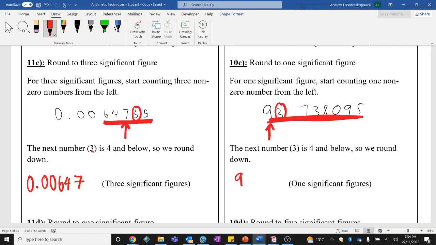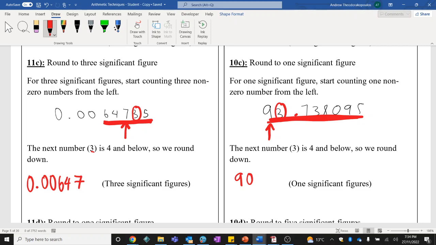Now, this is a tricky part. Some people will just leave it as a 9 because they're following the instructions. But we want all the numbers after to be zeroed. Okay, so 90. And don't forget there's a decimal point here. The reason why we keep this now as 90, even though we said 1 significant figure, is because if you think about it, this only really is one significant figure.